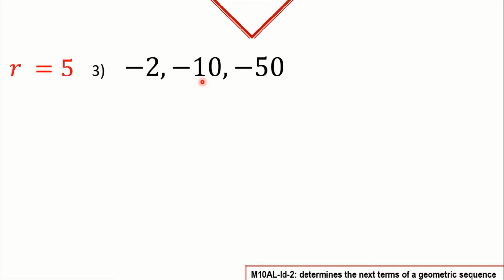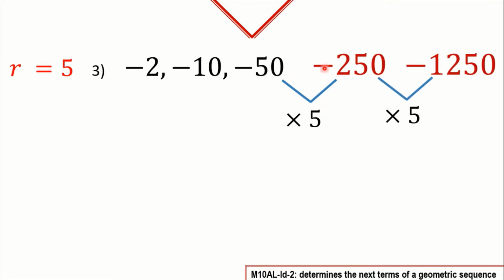Ngayon, to get the next two terms, yung last term na given na -50 times 5 natin. And that is -250. Times 5 ulit, and that is -1,250.